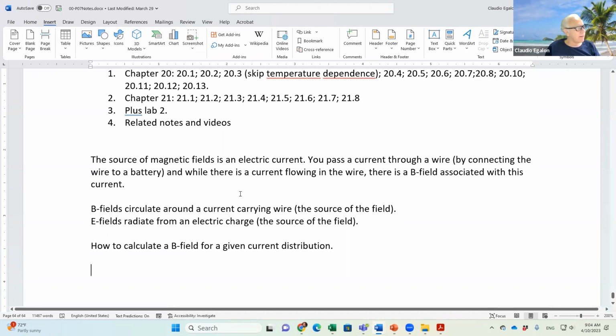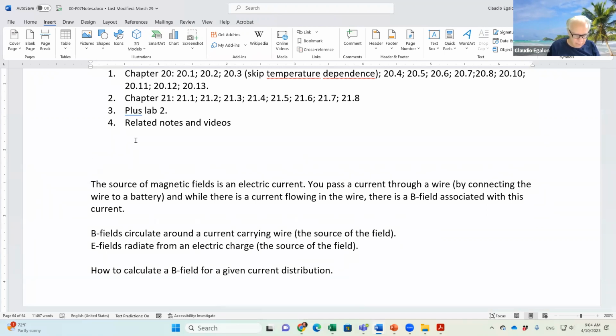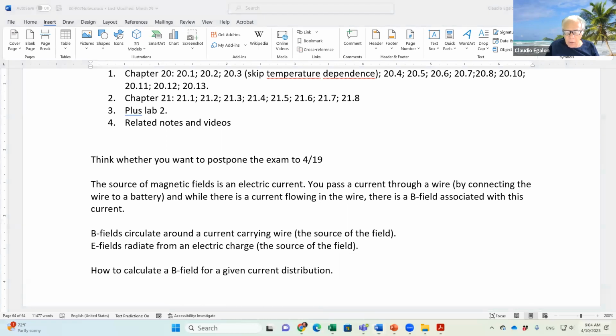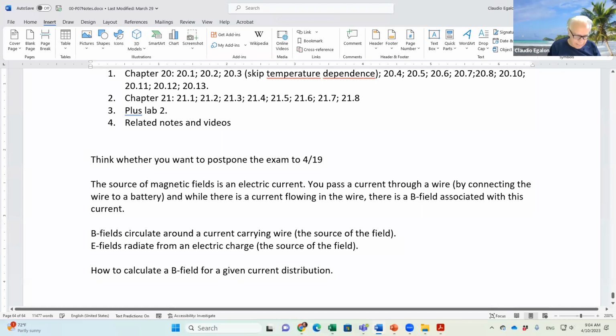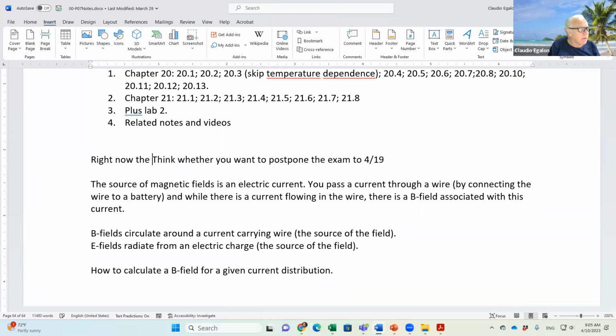Okay, so let's write that down here, right? See whether you want to postpone the exam to April, would be 19, right? Right now, yeah, it would be the 19th. Right now, the exam is scheduled for April 12th. Think whether you want to postpone the exam to April. Okay.